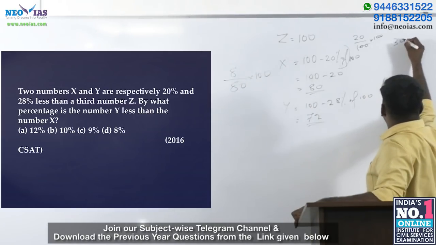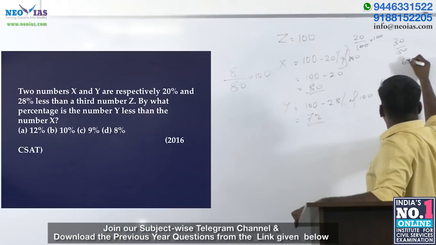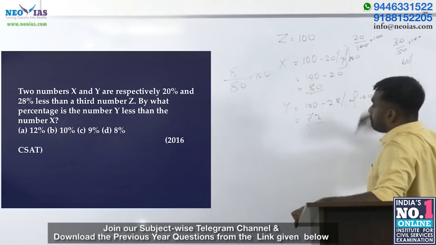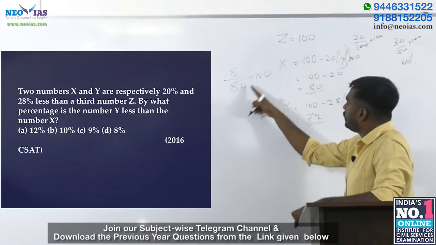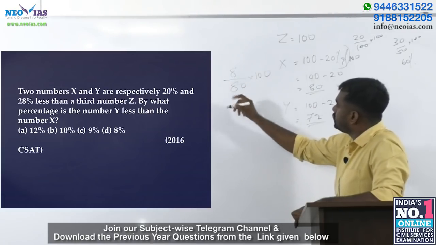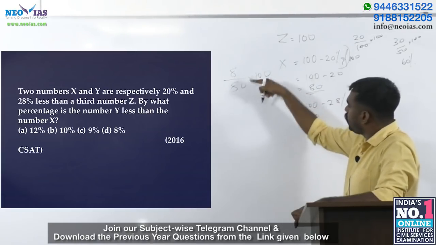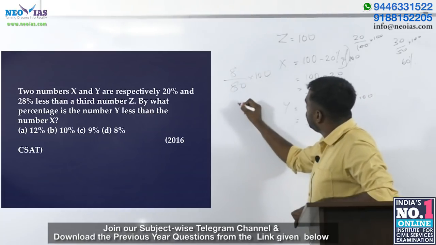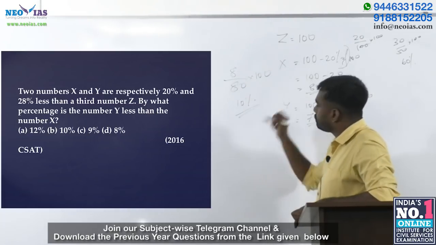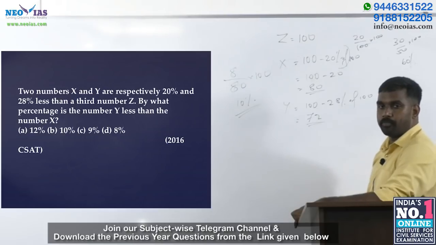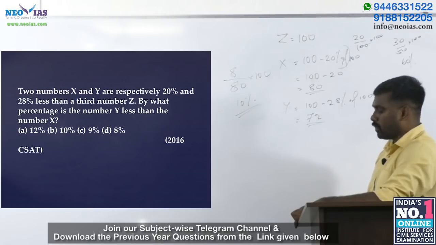This is how we will put it into percentage, right? As if we did 30 by 50 is 60%, means into 100. Likewise here, 8 by 80 is the percentage we need to find out, right? So into 100. So what will you get? 10%. 10% is the final answer, right?